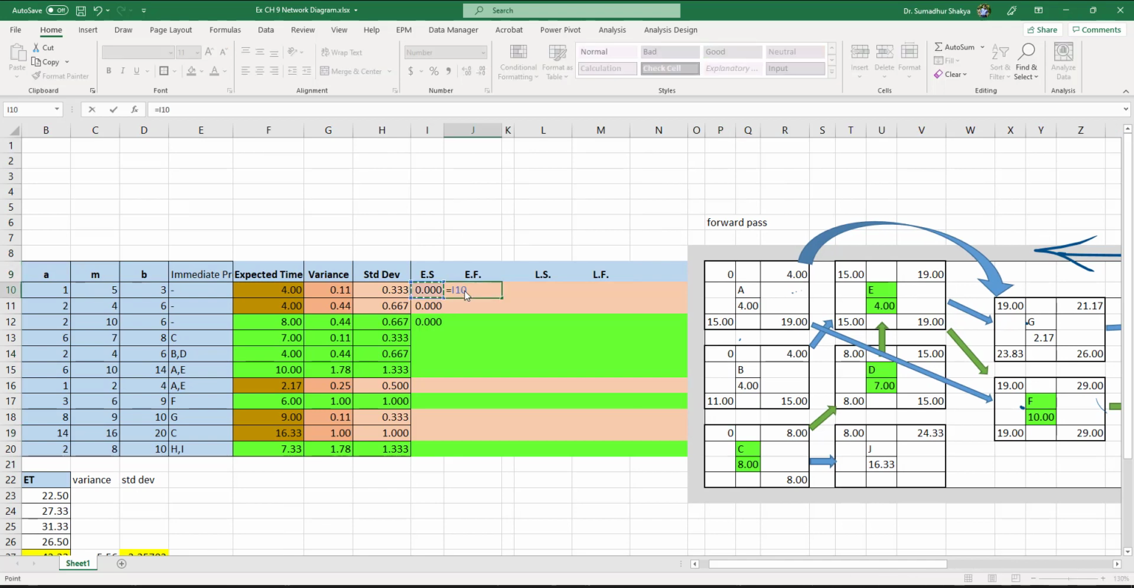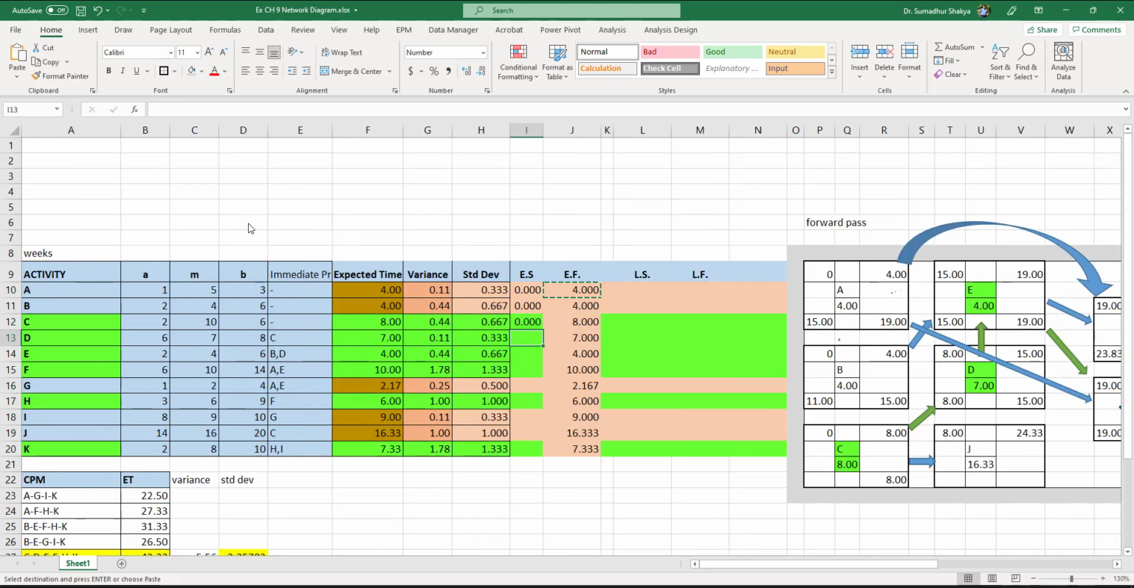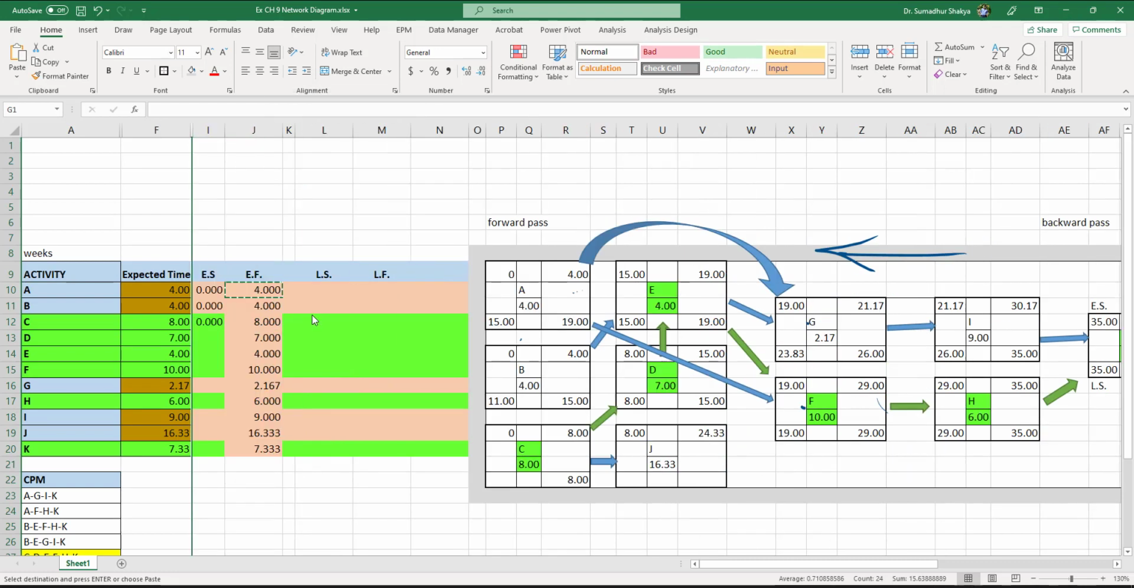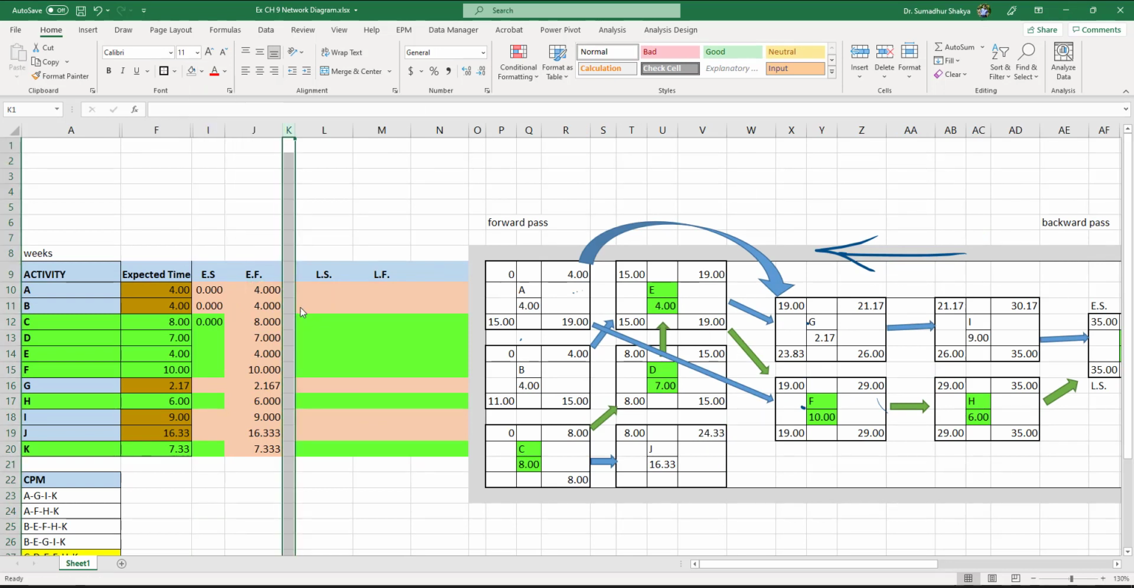The earliest finish time is going to be 0 plus the time of activity itself, and that is true for all of them, except that we haven't punched in the earliest start time of all the other activities. Let me hide these columns for now. You can also hide these two for now. And we are working on these.